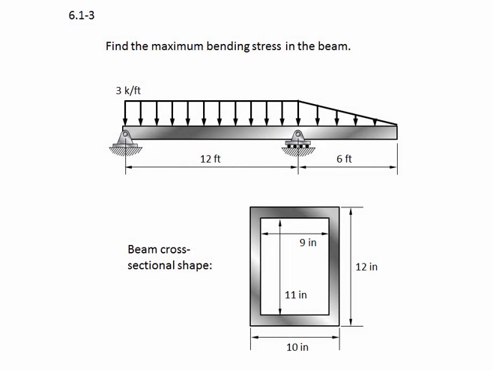Problem 6.1-3. Find the maximum bending stress in the beam. We're given a simply supported beam with a distributed load, first uniform, then triangular, with an overhang at the end. And we're also given the beam cross-sectional shape with dimensions. We have everything we need to do this problem.